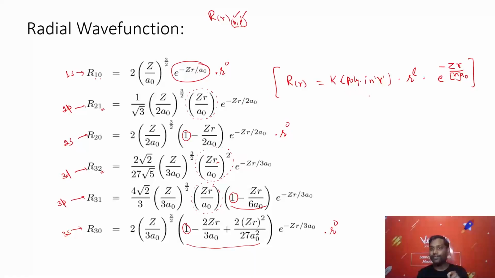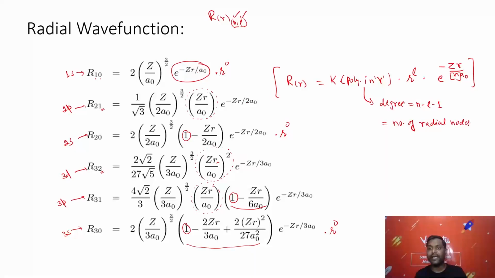There is one more point which we can use: the degree of this polynomial is n minus l minus 1, where n represents the principal quantum number and l represents the azimuthal quantum number. This is basically the number of radial nodes. You must be knowing this already, the number of radial nodes.